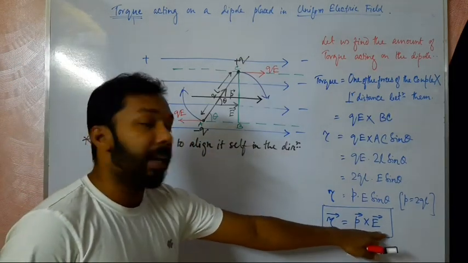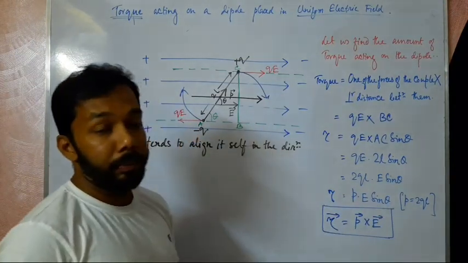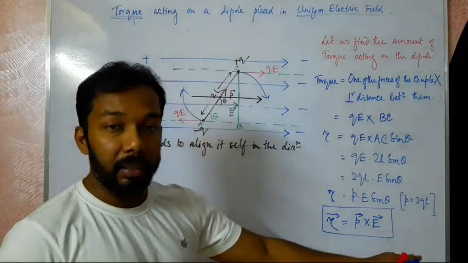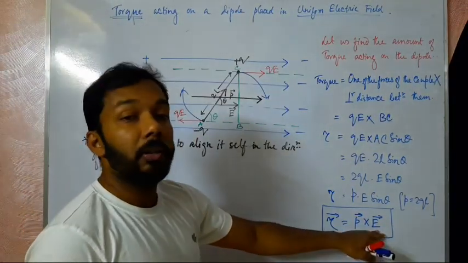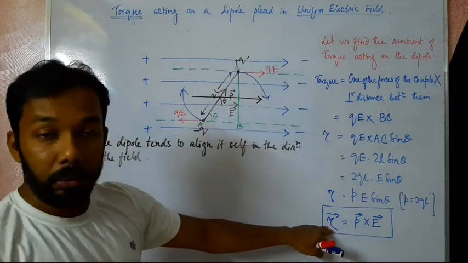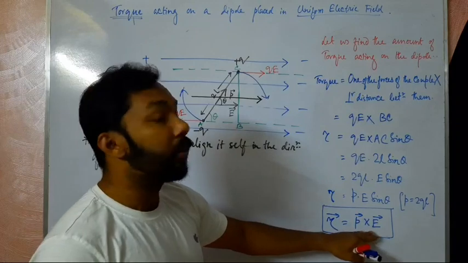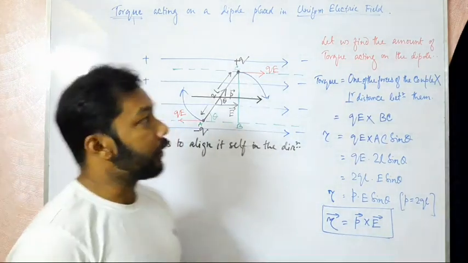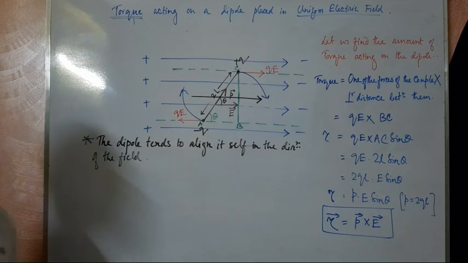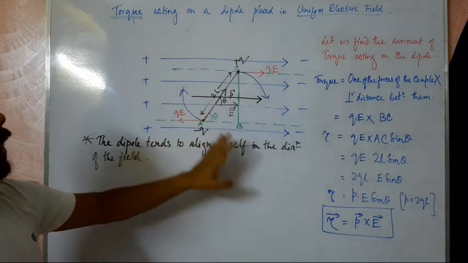So P cross E can be used, if we write PE sin theta, because by definition the cross product A cross B is AB sin theta. If we write it as P cross E, then the direction also matches the direction of the torque. Hence, the vector form of the torque can be written as P cross E. So this is what happens when a dipole is placed inside a uniform electric field.